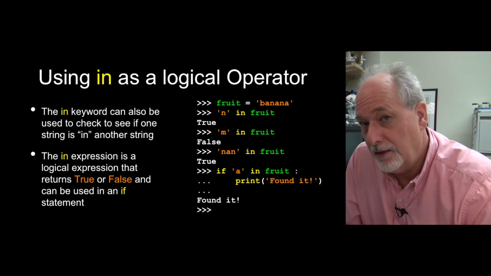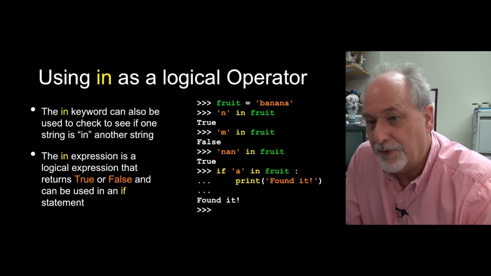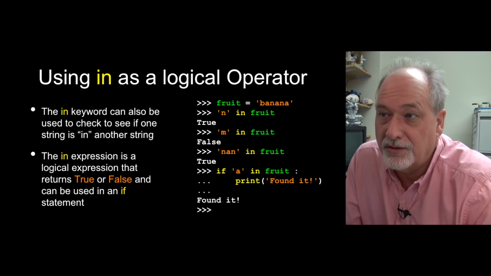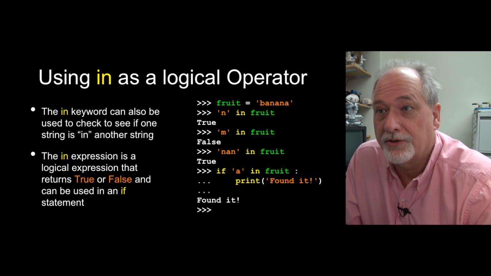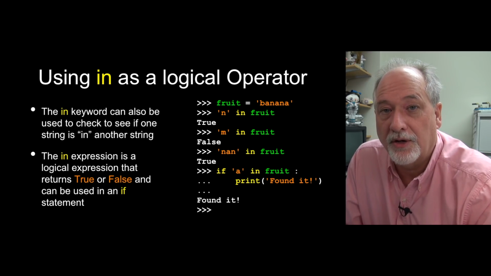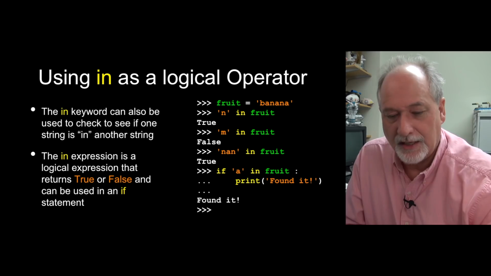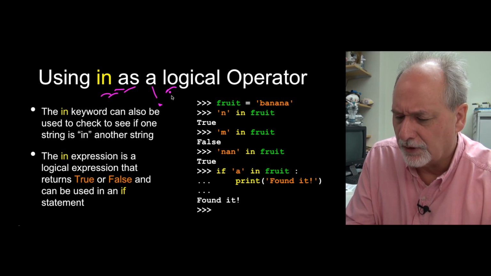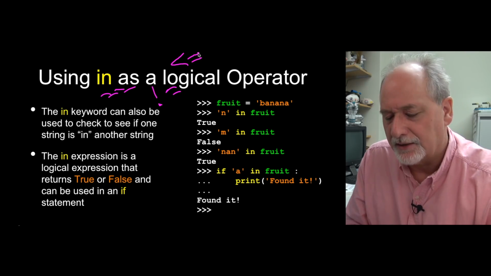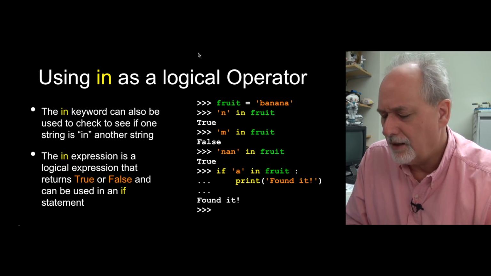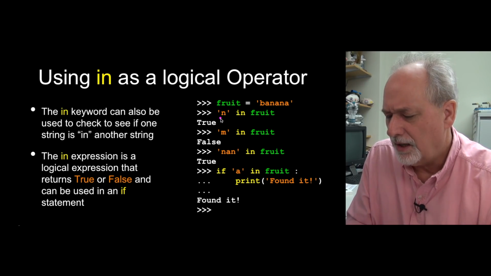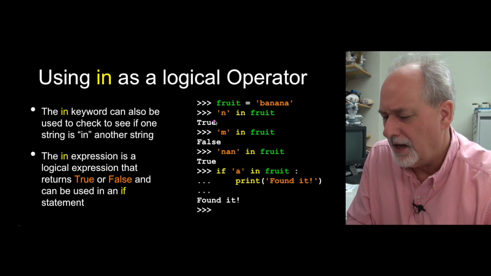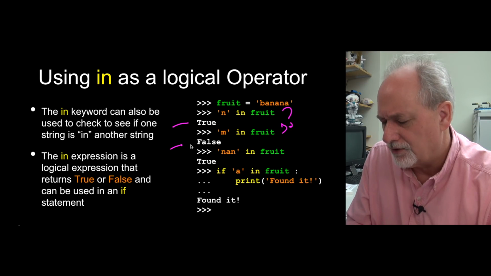We can use in differently as a logical operator. We're using it as an iteration structure in for loops, but we can also use it as a logical operator in if statements. So it's kind of like double equals or not equals or less than or equals. It's like those guys, and it returns a true or a false. Is n in fruit? That's a question, and the answer is true. Is m in fruit? No, that's the answer to the question.